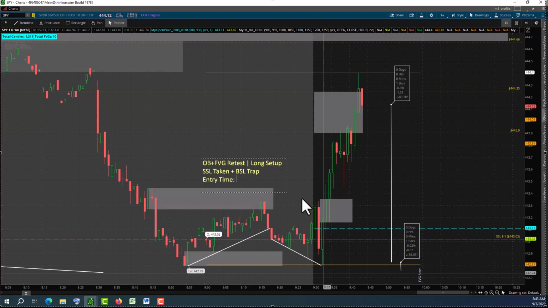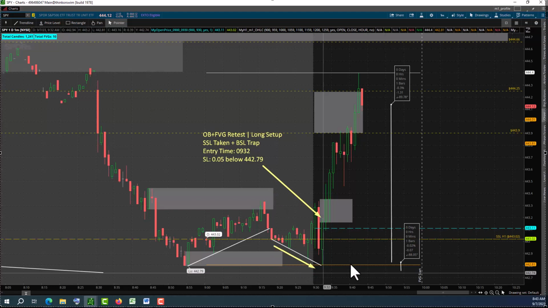The entry time is 09:32 and stop loss is 5 cents below the 442.79. Right there. So here we enter right here, right? We have buy side liquidity taken right here. And then we have the sell side taken and buy side liquidity trapped right there, of that drop right there.